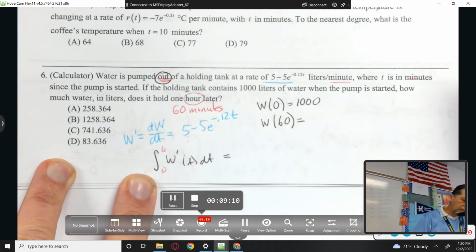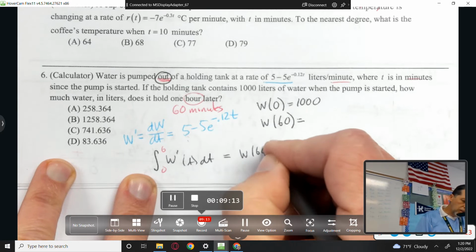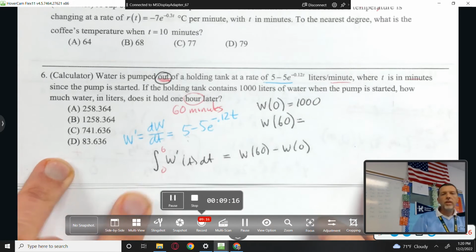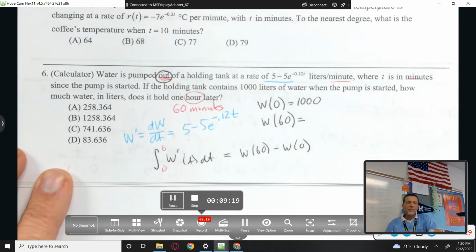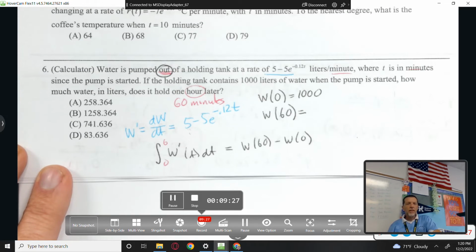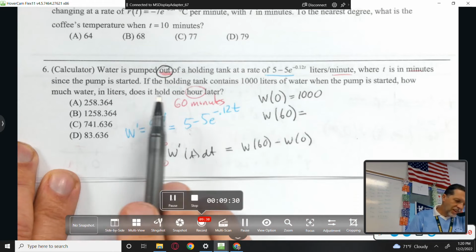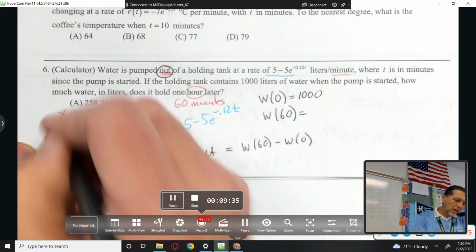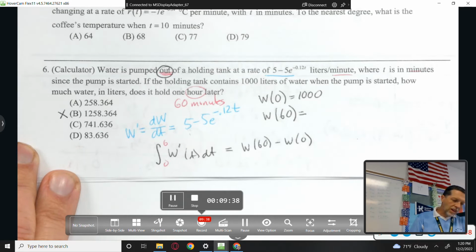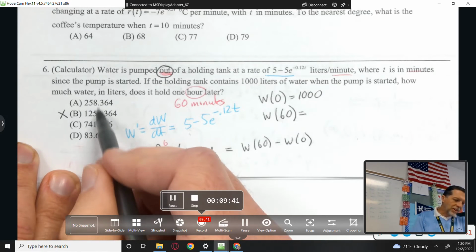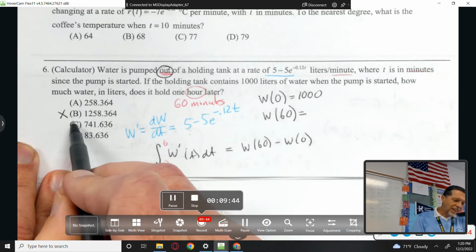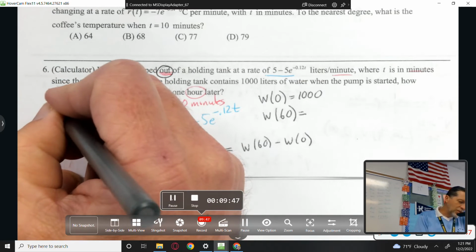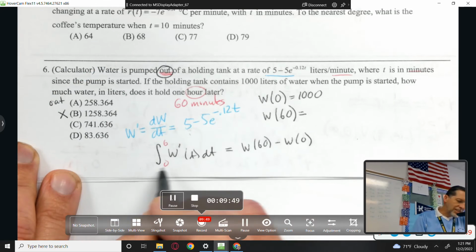From 0 to 60 is W of 60 minus W of 0. And looking at my answer choices, I think I know what the answer is, just looking at the answers. Because if we started at 1,000, 1 hour later we're pumping out, it can't be B. I think that A is going to be how much is pumped out, and I think that C is going to be how much is left.